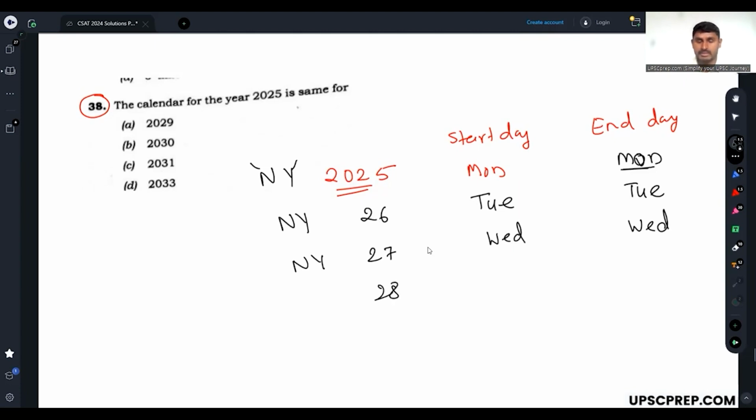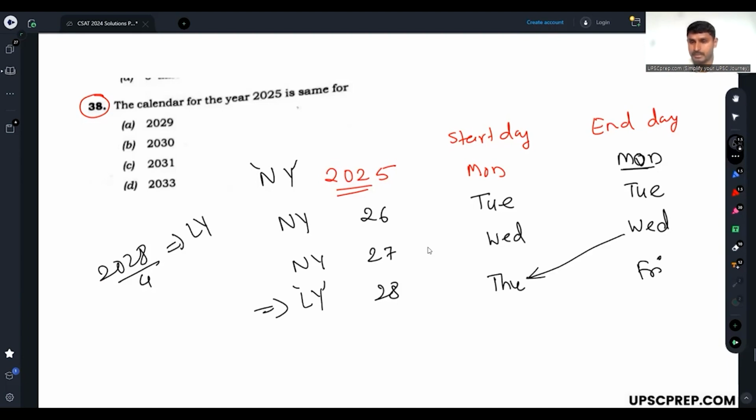Then 2028 is divisible by 4, so this is a leap year, not a normal year. It is a special year. It will start on Thursday, after Wednesday, but it will end on Friday, as this is a leap year. Again for year 29, this is again a normal year.